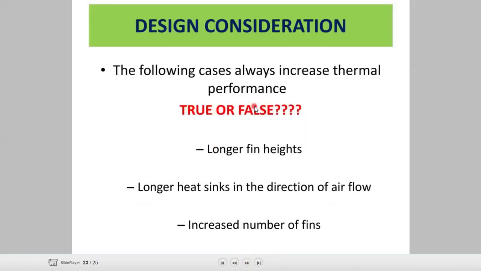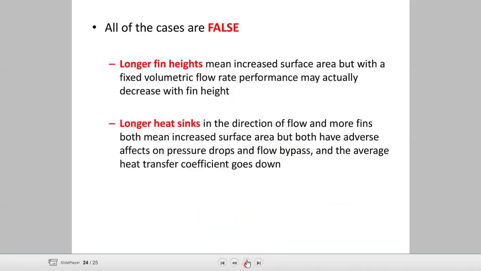So, design considerations: do the following cases always increase thermal performance? Longer fin height, longer heat sink in the direction of airflow, increased number of fins. All of these are false. Longer fin heights or longer heat sinks increase the surface area, but with a fixed volumetric flow rate, performance may actually decrease with height. Longer heat sinks in the direction of airflow and more fins both increase the surface area, but have an adverse effect on pressure drop and flow bypass, and the average heat transfer coefficient goes down.